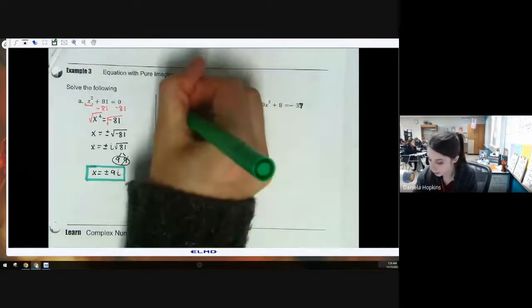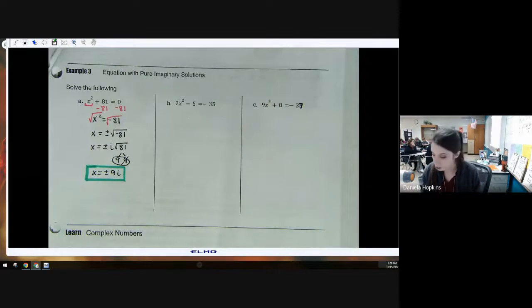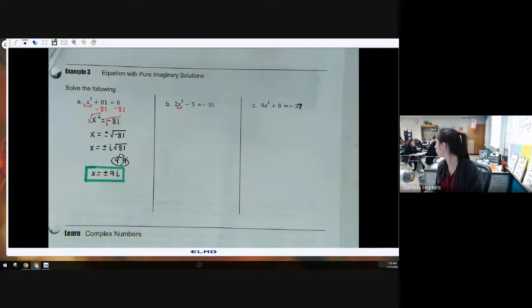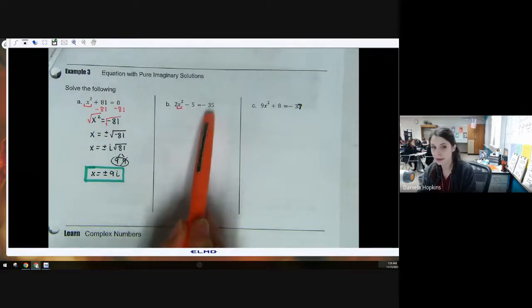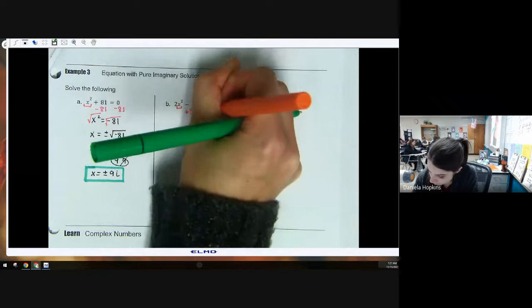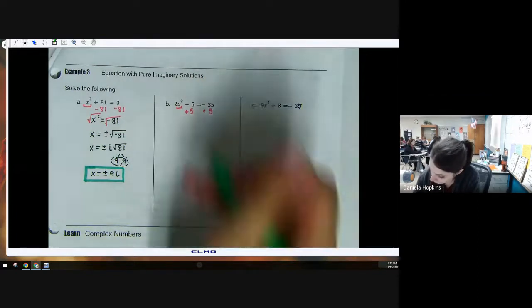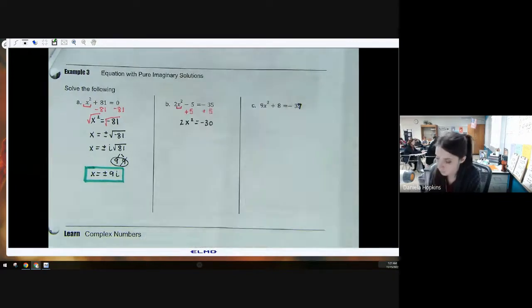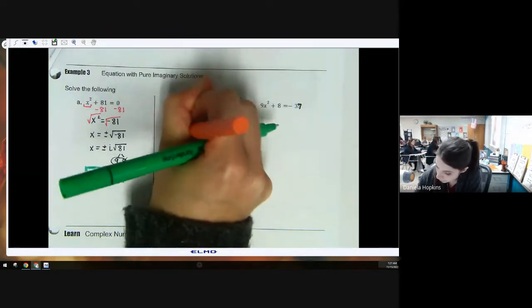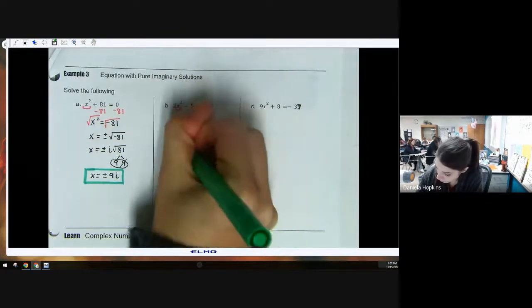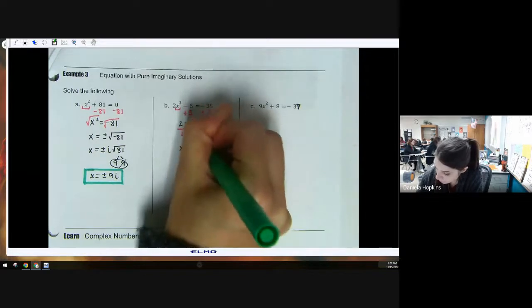I need to get this x squared by itself first. What should I move first, the 2 or the negative 5? The negative 5. You could move the 2 first, but then you'd need to divide, divide, divide. Let's just divide once, so let's move the negative 5 first. We'll move it by adding 5 to both sides. So we have 2x squared equals negative 30. Now I can get rid of that 2 by dividing. So I have x squared equals negative 15.